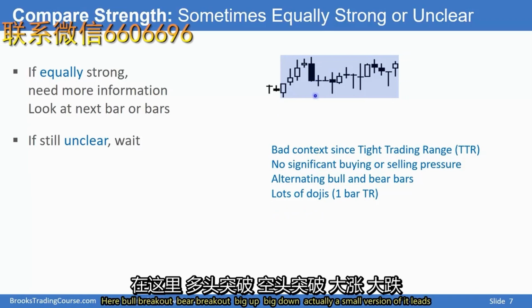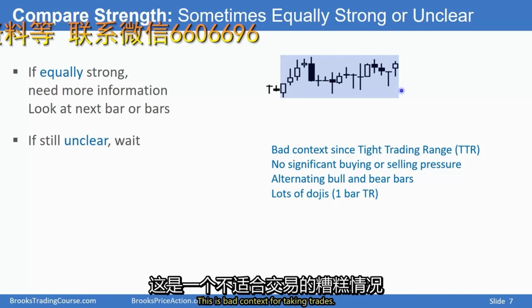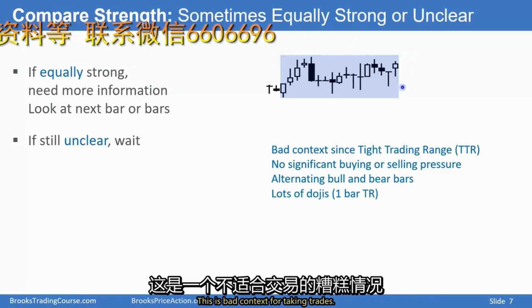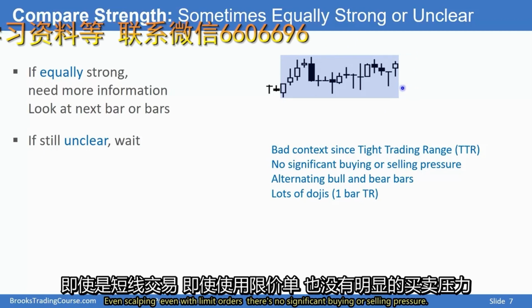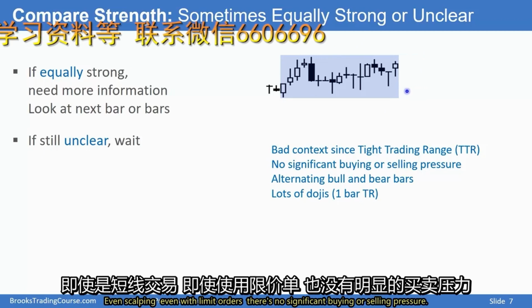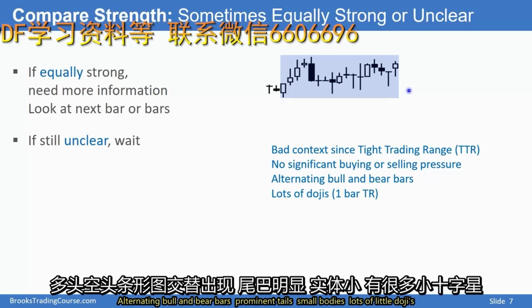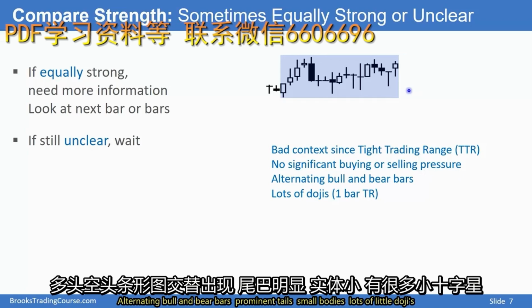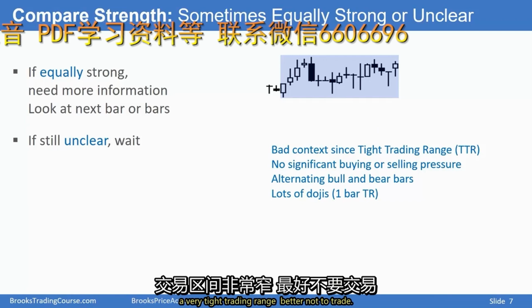Here, bull breakout, bear breakout, big up, big down, actually a small version of it, leads to big confusion and sideways. This is bad context for taking trades. The range is so tight, very difficult to make money, even for scalping, even with limit orders. There's no significant buying or selling pressure. Alternating bull and bear bars, prominent tails, small bodies, lots of little dojis, a very tight trading range. Better not to trade.